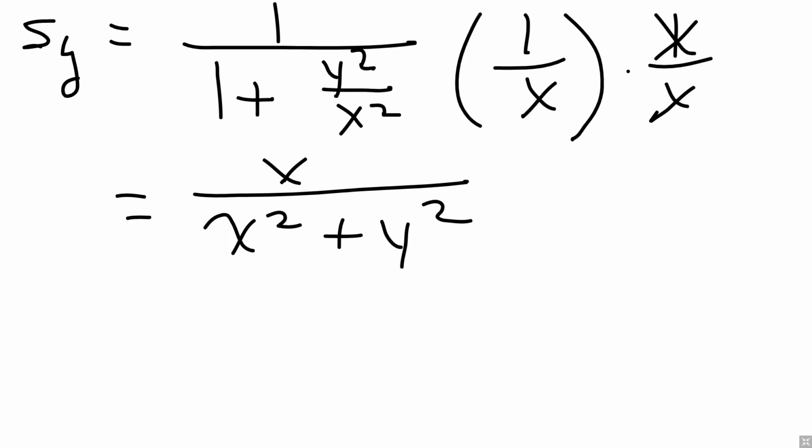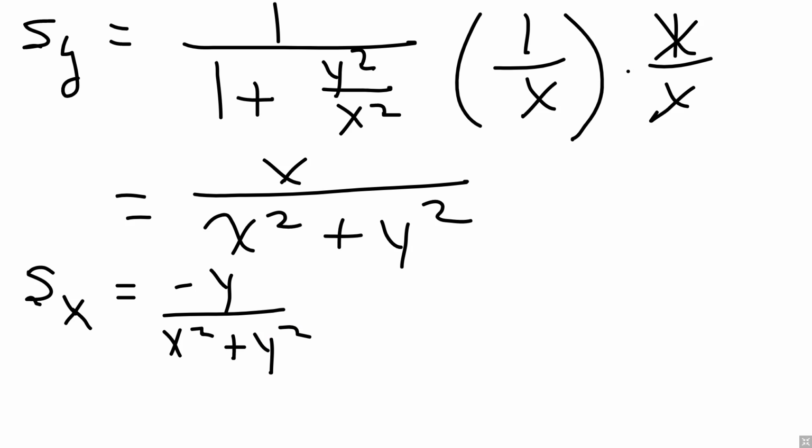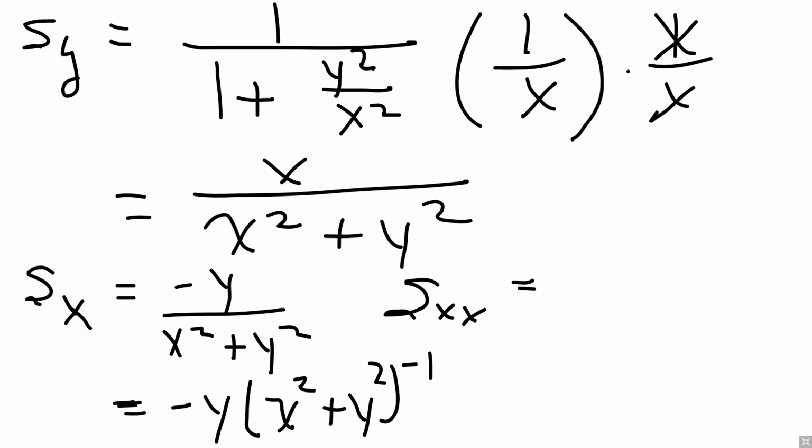All right, so now we said that the partial in respect to x was equal to negative y over x squared plus y squared. So now what I want to do is the second order partial in respect to x. So if I do that, keep in mind that y is going to be the constant, okay? So another way that I can look at this expression, the first order, is the same thing as saying negative y times x squared plus y squared to the negative 1, okay?